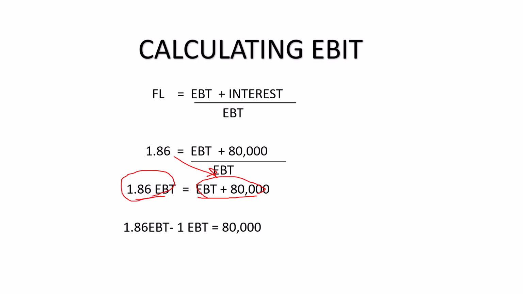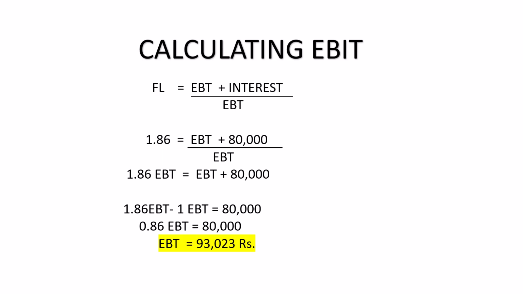Now we can take EBT to लेफ्ट हैंड साइड, सो वो नेगेटिव हो जाएगा, माइनस में हो जाएगा बिकॉज अभी वो प्लस पर है. जब आप उसे लेफ्ट हैंड साइड पर लेकर जाएंगे फ्रॉम राइट हैंड साइड, इट विल कन्वर्ट इनटू माइनस, राइट. सो हमारे पास अब इक्वेशन हो जाती है 1.86 EBT माइनस 1 EBT इज इक्वल टू 80,000. Solving it further, we have now 0.86 EBT. ये कैसे आया? 1.86 EBT में से आपने 1 EBT लेस कर दिया. So now we are left with 0.86 EBT on left hand side and 80,000 on right hand side.